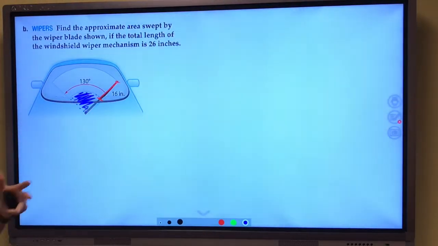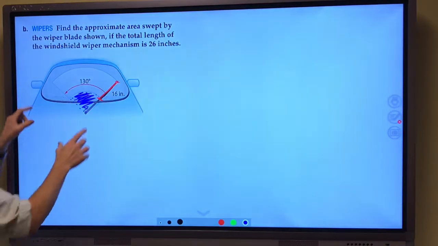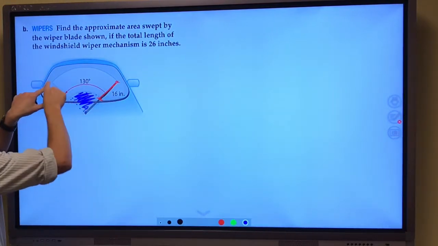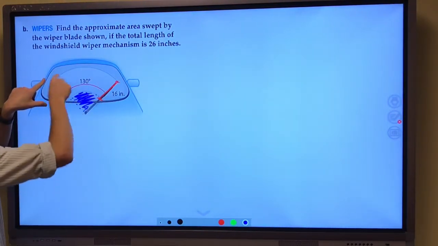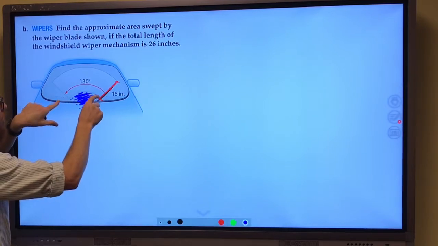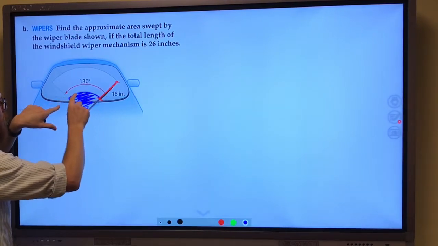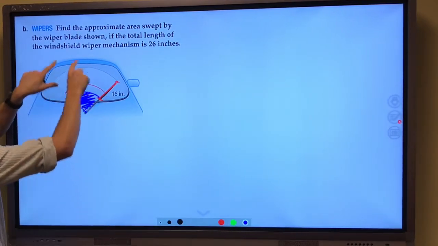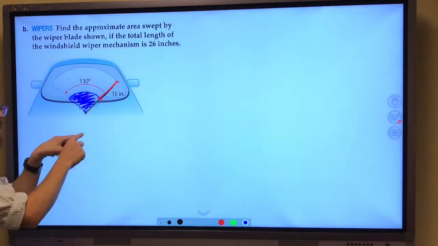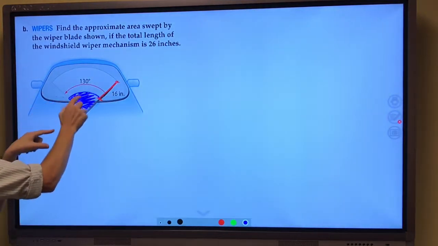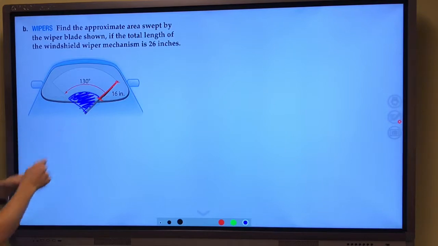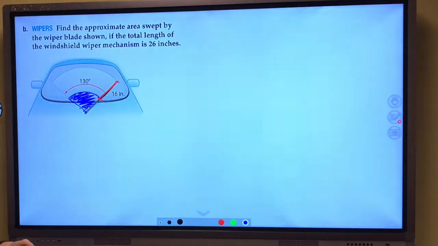So I see 2 sectors here. I see this big one. So we need to find the area of this big sector, and then we need to subtract away the area of the smaller sector here. Either way, they both have a 130 degree central angle.